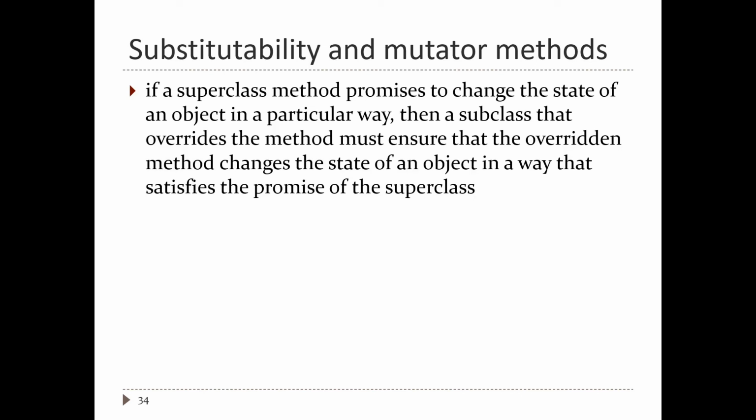Methods that change the state of an object are called mutator methods. If a superclass method promises to change the state of an object in a particular way, then a subclass that overrides the method must also ensure that the overridden method changes the state of an object in a way that satisfies the contract of the superclass method.